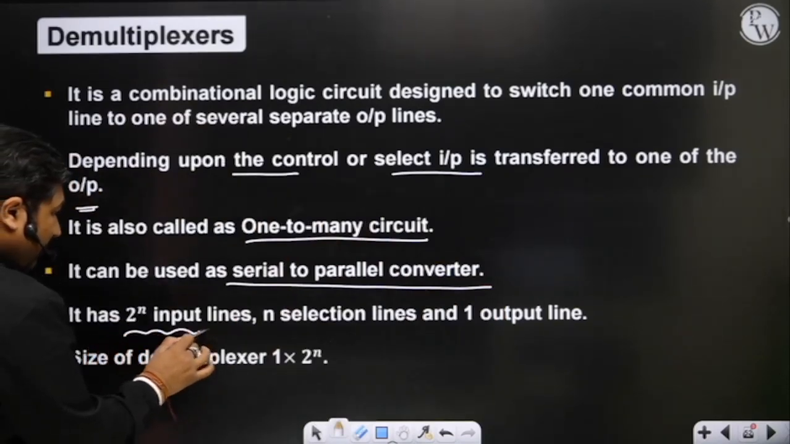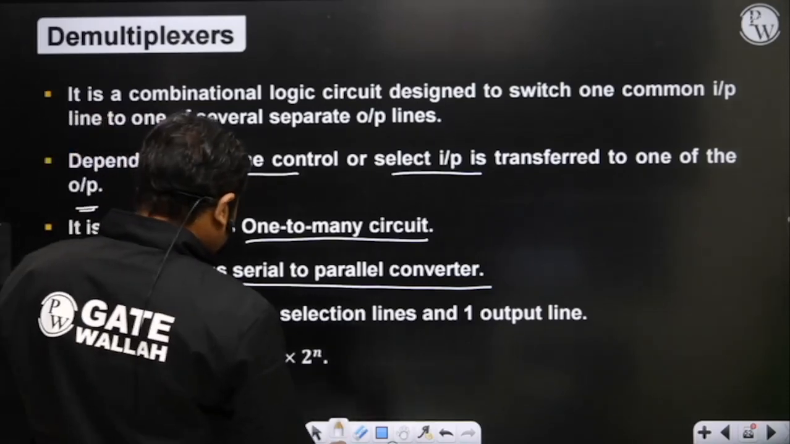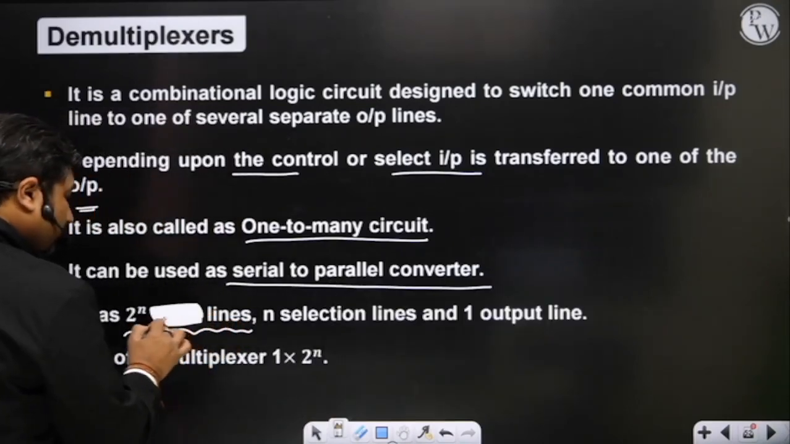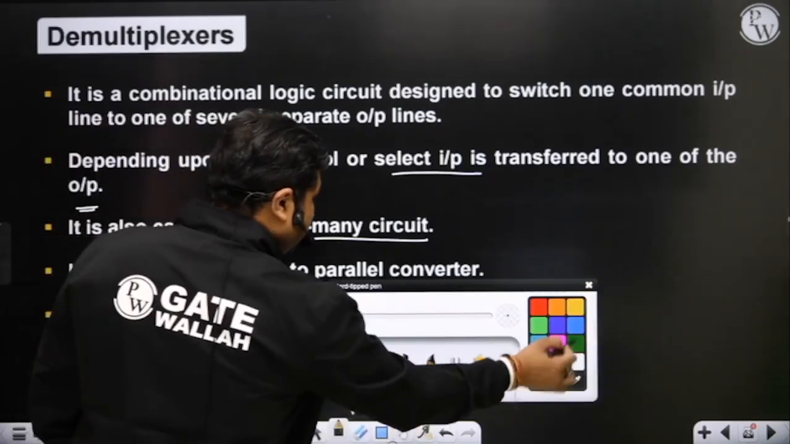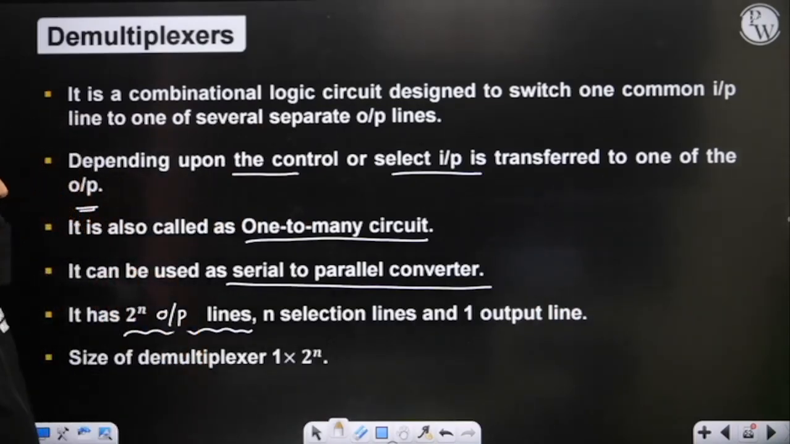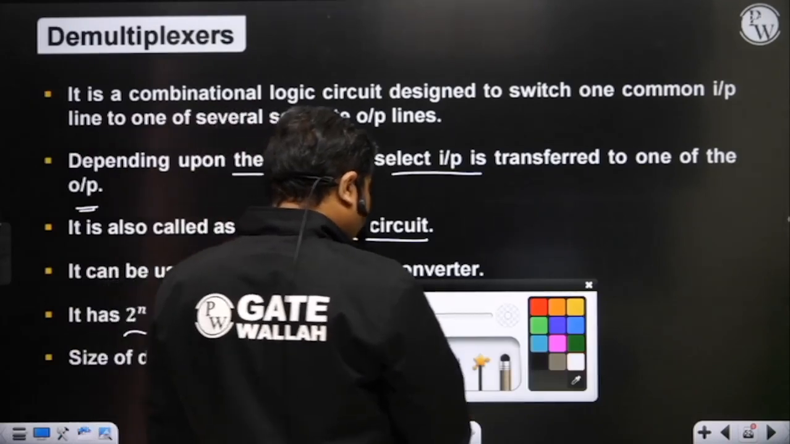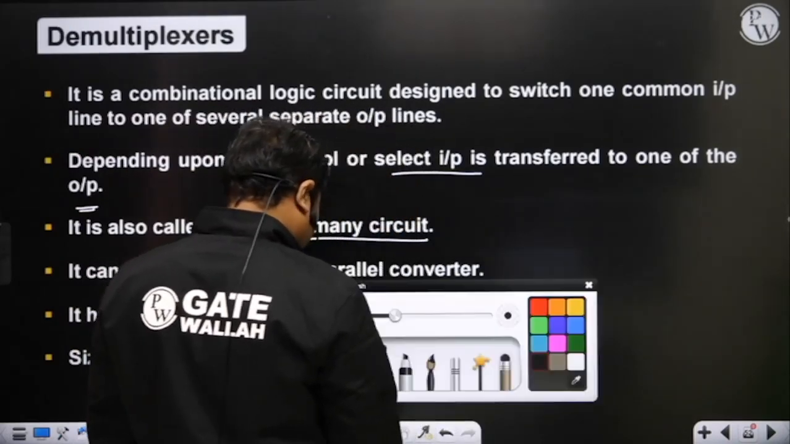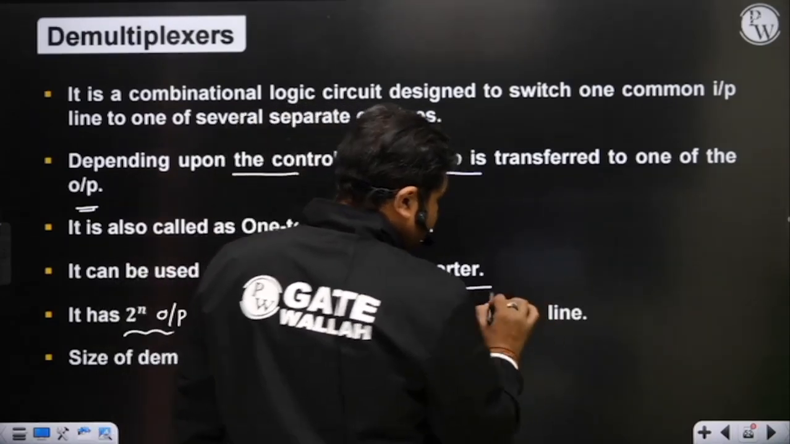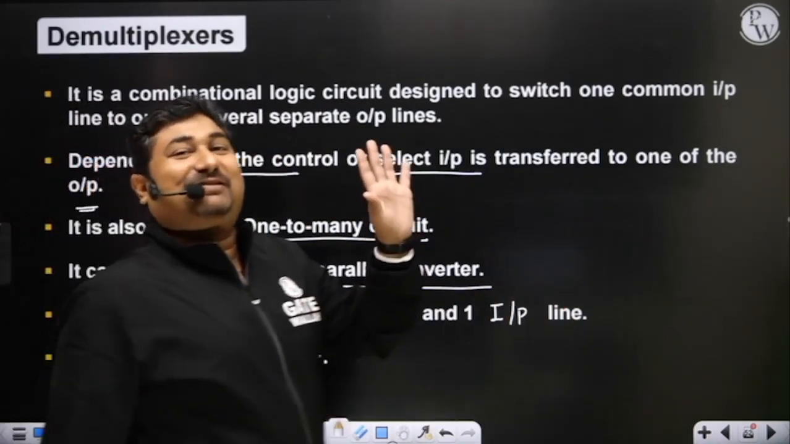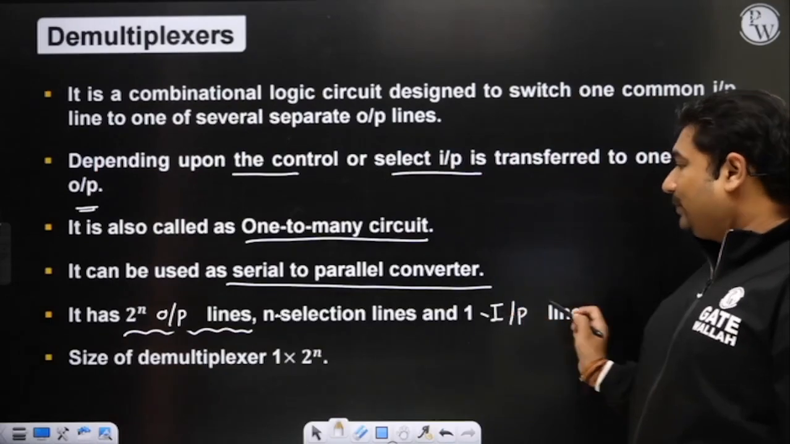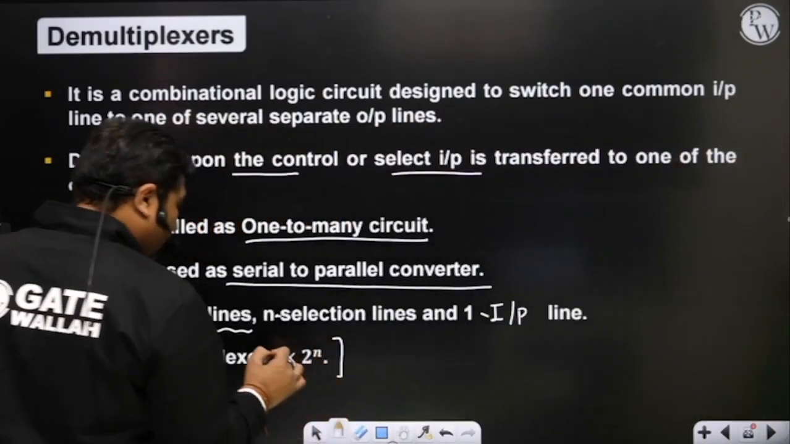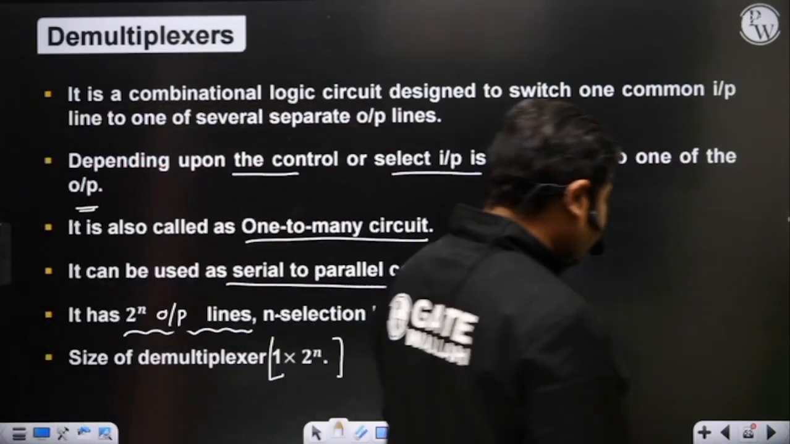It has 2 to the power n output lines, where n is the number of select lines, also called selection lines, and one input line. Sometimes typists make mistakes such that everything is changed. So, it has 2 to the power n output lines, n select lines and one input line. The size of a demultiplexer is 1 cross 2 to the power n.